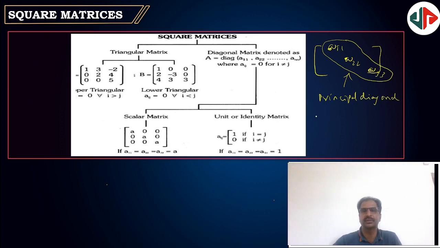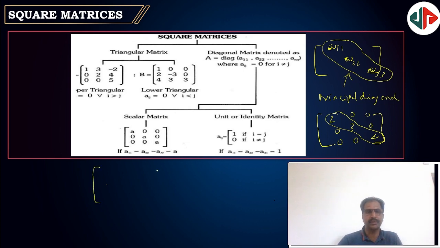Next, what is a diagonal matrix? Diagonal matrix means except principal diagonal elements, all the other elements will be zeros. This is known as diagonal matrix. Other than principal diagonal elements, every element should become 0. Next, triangular matrix. We have upper triangular and lower triangular.